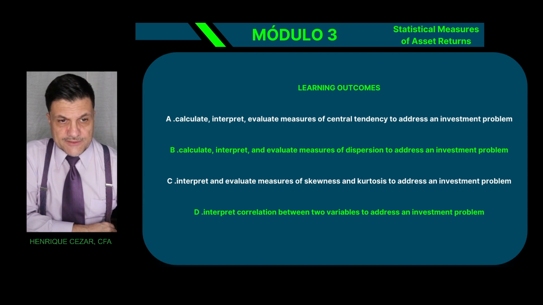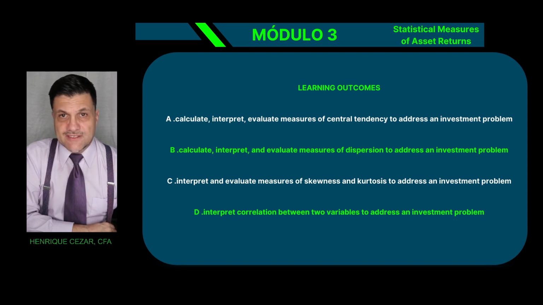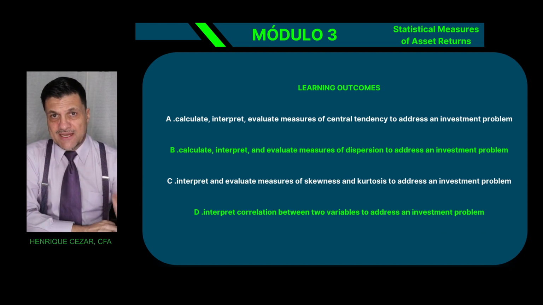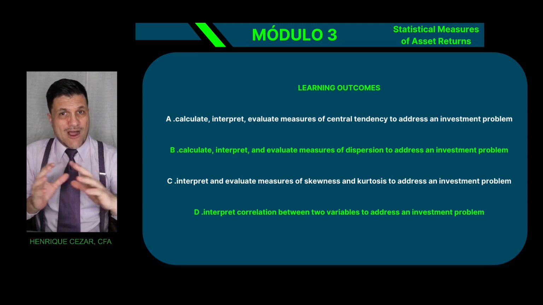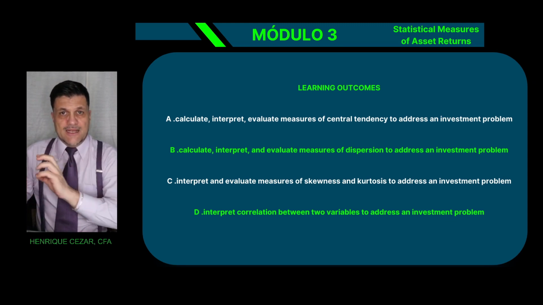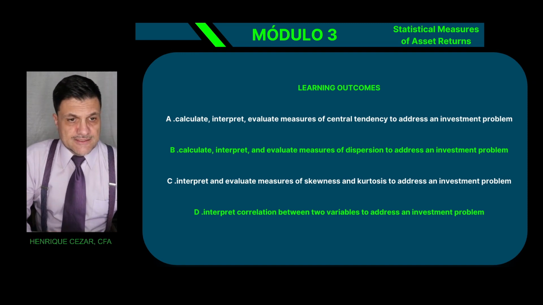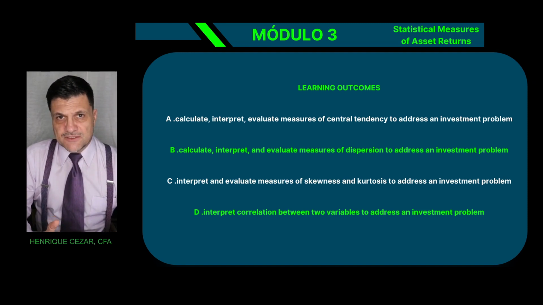All right. Second one: calculate, interpret, and evaluate measures of dispersion. Dispersion will be more like standard deviation. How many deviations? Location and dispersion are connected. Location can be done in terms of how many standard deviations that number is from the expected value, or dispersion is how far that value is from the expectation. So dispersion and deviations are all the same thing.